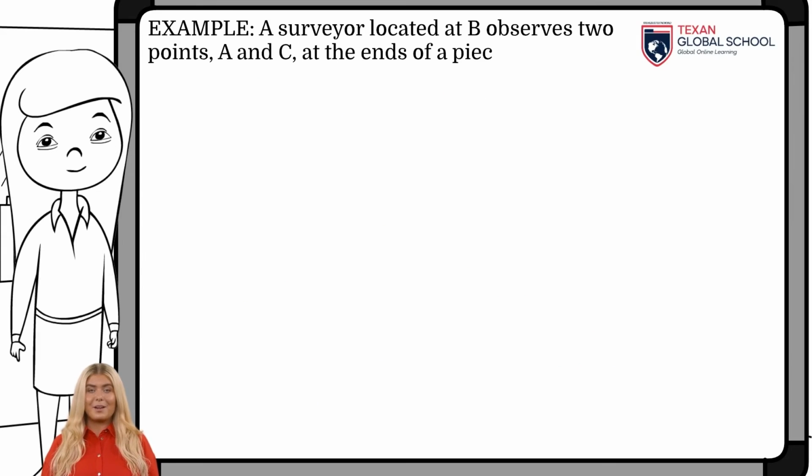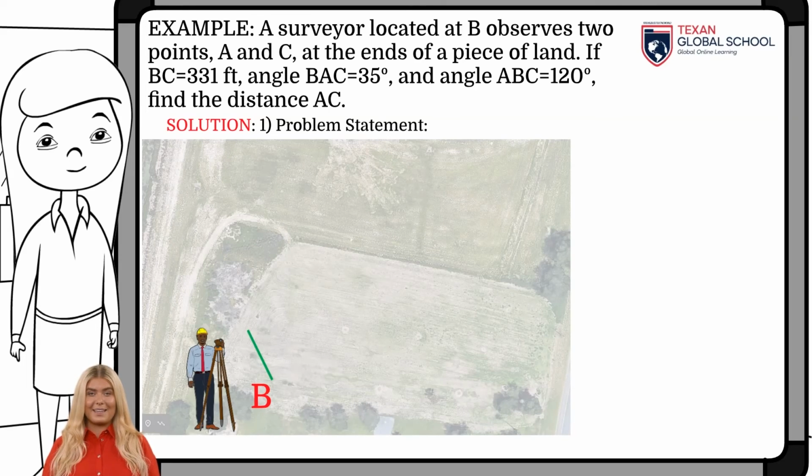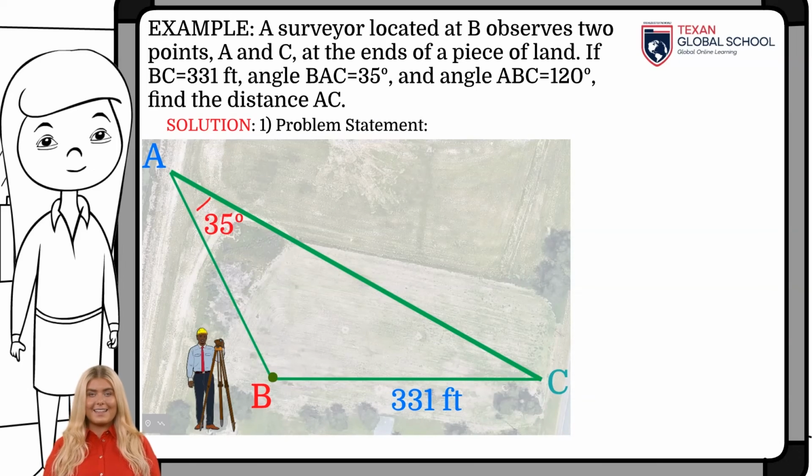Finally, we will solve the following problem. The first thing we must do is approach the information with a drawing. This helps to visualize the data and propose the tools for its solution. A surveyor located at B observes two points, A and C, at the ends of a piece of land. If BC equals 331 feet, the angle BAC equals 35 degrees, and the angle ABC is 120 degrees, we must find the distance AC.